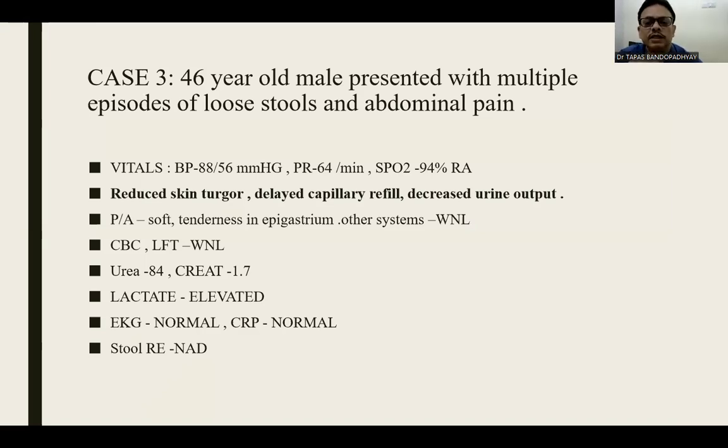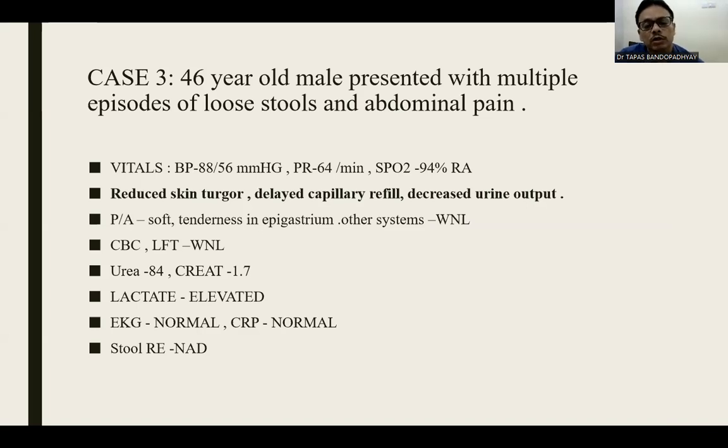So this is my third case, where a 46-year-old male presented with multiple episodes of loose stool and abdominal pain. That is, there is gastroenteritis causing hypovolemia, and subsequently the patient had hypotension and shock. The vitals were, the blood pressure was low and saturation was 94% in room air, reduced. And here lies the clinical importance of examining the patient. You will find signs of dehydration in the form of reduced skin turgor, delayed capillary refill, and decreased urinary output.